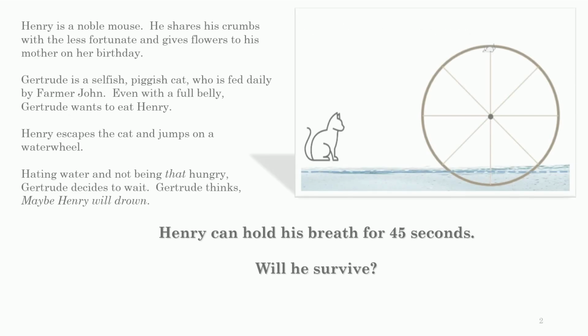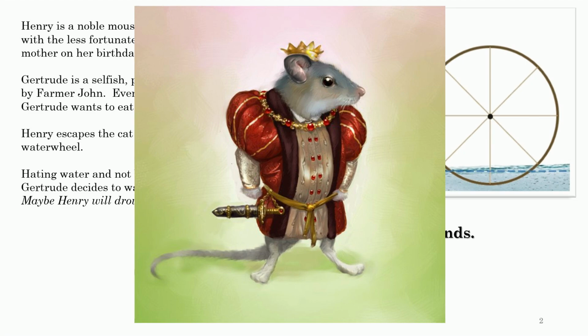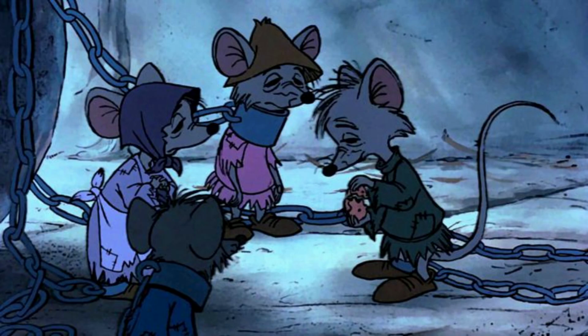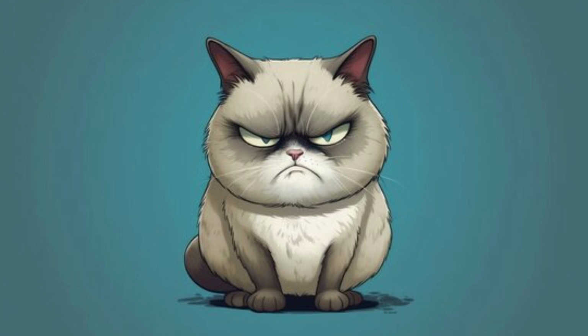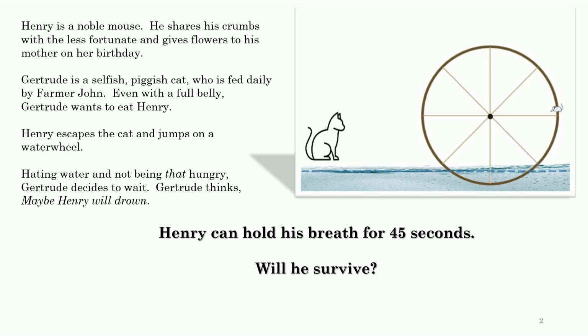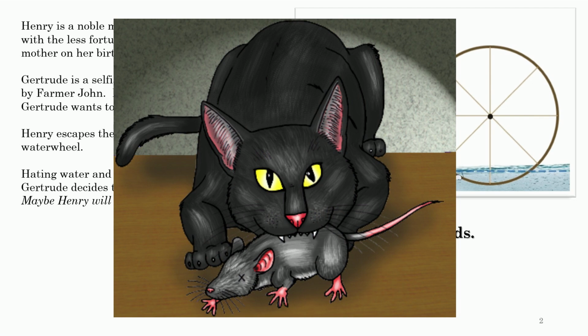Here's our situation. Henry, he's a king among mice. He shares his crumbs with the less fortunate, even if he's hungry, and on his mother's birthday, he brings her flowers. He's a good guy. On the other hand, there's Gertrude. She's piggish and selfish, and she's fed daily by the good farmer, Farmer John, but despite a full belly, all she wants to do is kill and eat Henry.